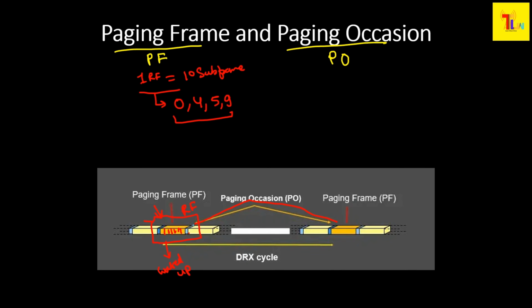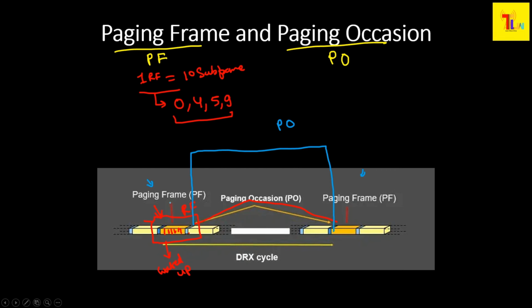So from this particular off duration to this particular on duration, we can say simply the difference, or the distance, or the occasion gap between one paging frame to the other paging frame. This is what we call a paging occasion.